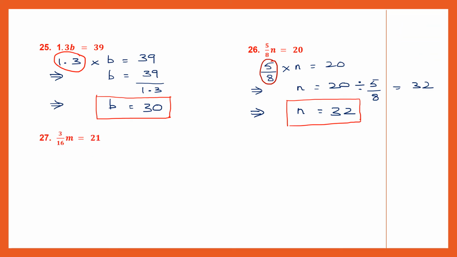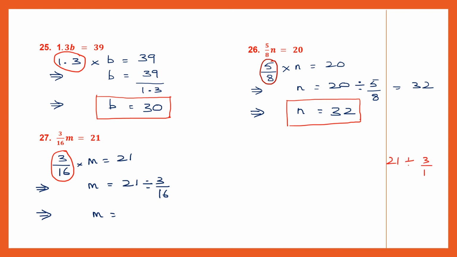Question 27. 3 by 16m equals 21. That means 3 by 16 into m is equal to 21. So let's find the value of m. Now 21 remains as it is. 3 by 16, which is multiplication, will move to the other side and become division. So 3 by 16, I'll write divided by 3 by 16. Now, if we have to find the value of m, we need to first work out 21 divided by 3 by 16. So let's do that. 21 divided by 3 by 16.